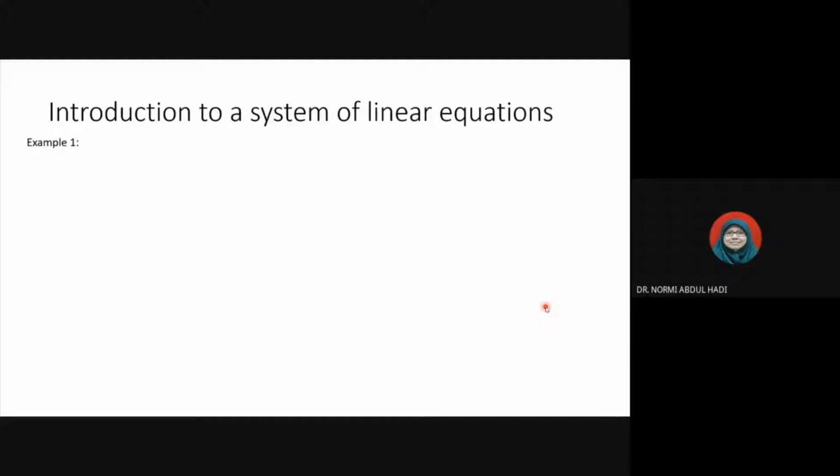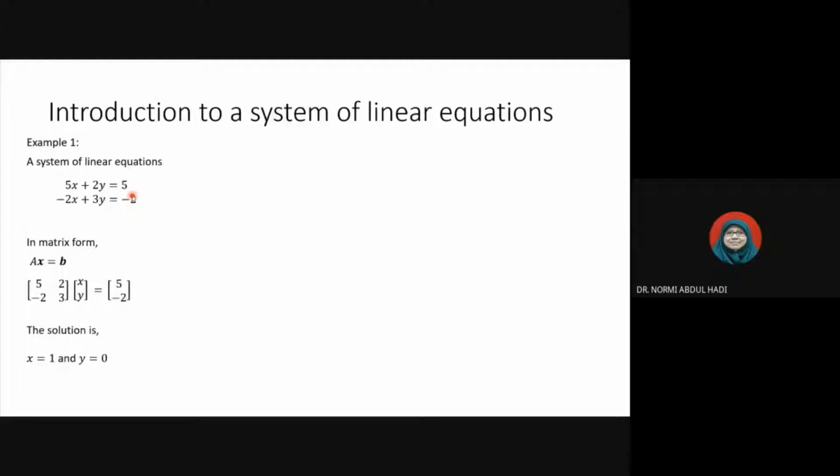Let's see some examples. Consider a system of linear equations which consists of two variables x and y. The matrix form of this system is Ax equals b, where the elements in matrix A are the coefficients of x and y. This one is the variables x and y, and this matrix is 5 and negative 2, which is constant. The solution for this system is x equals 1 and y equals 0, which is a unique solution.